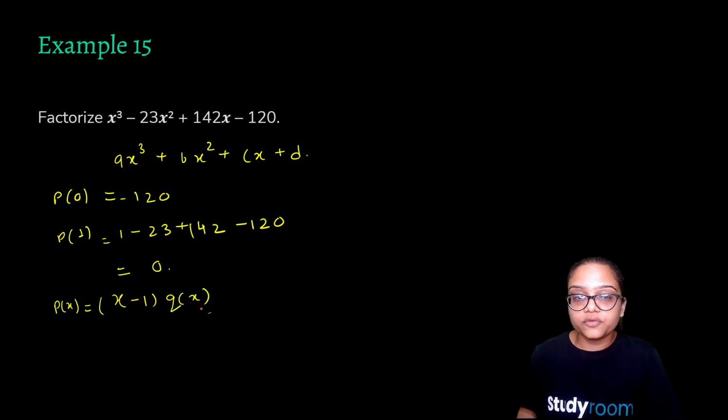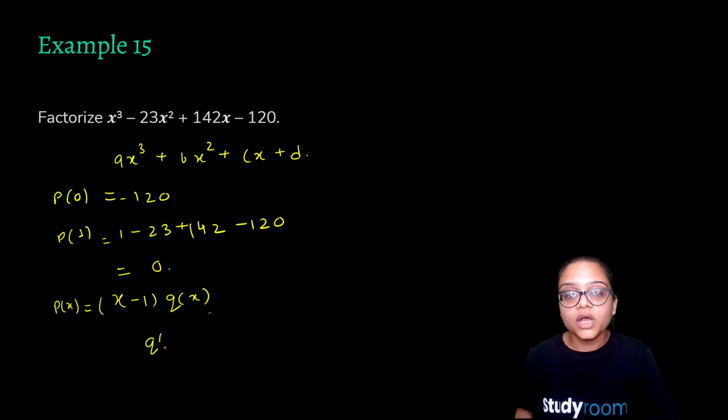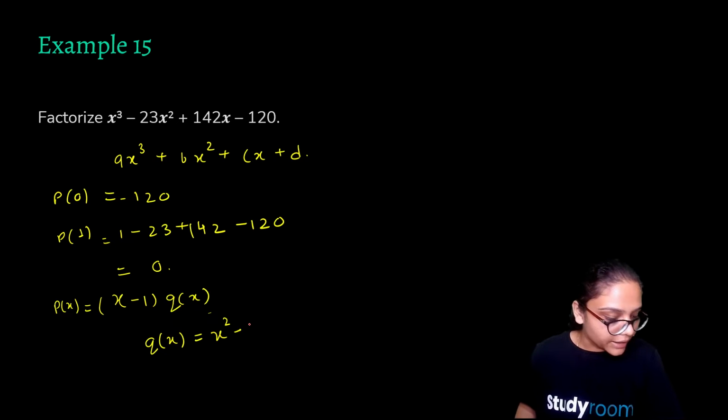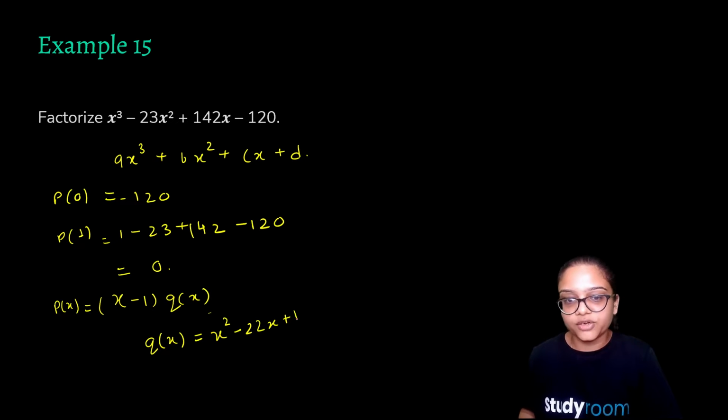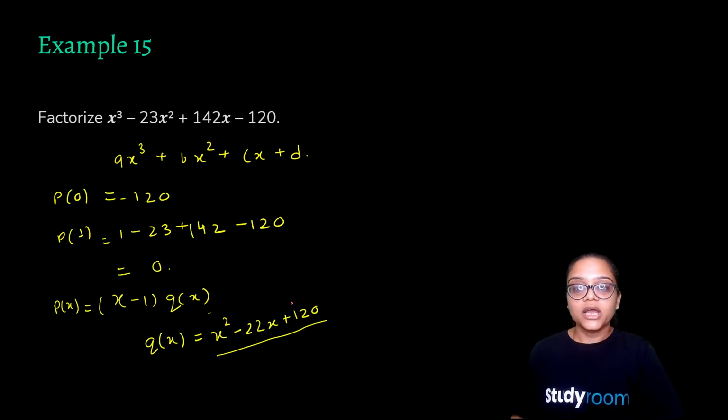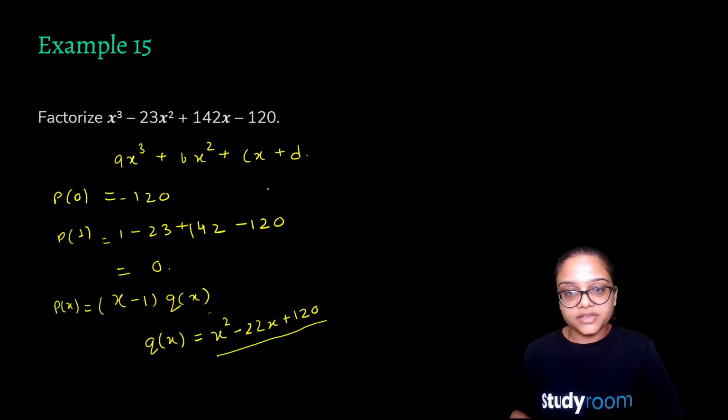Now how to find q of x? You just need to divide this polynomial by x minus 1. I'm not doing it for you because I have already taught you the division part. So q of x will be x square minus 22x plus 120. I have already done it, don't worry. Now what are you going to do with this? You are not going to leave it as the answer. You just need to factorize it. The simplest way is to split the middle term, in which the sum is 22 and the product is 120. Now think of two numbers with this value. I hope you arrive at 10 and 12, because it's very easy.